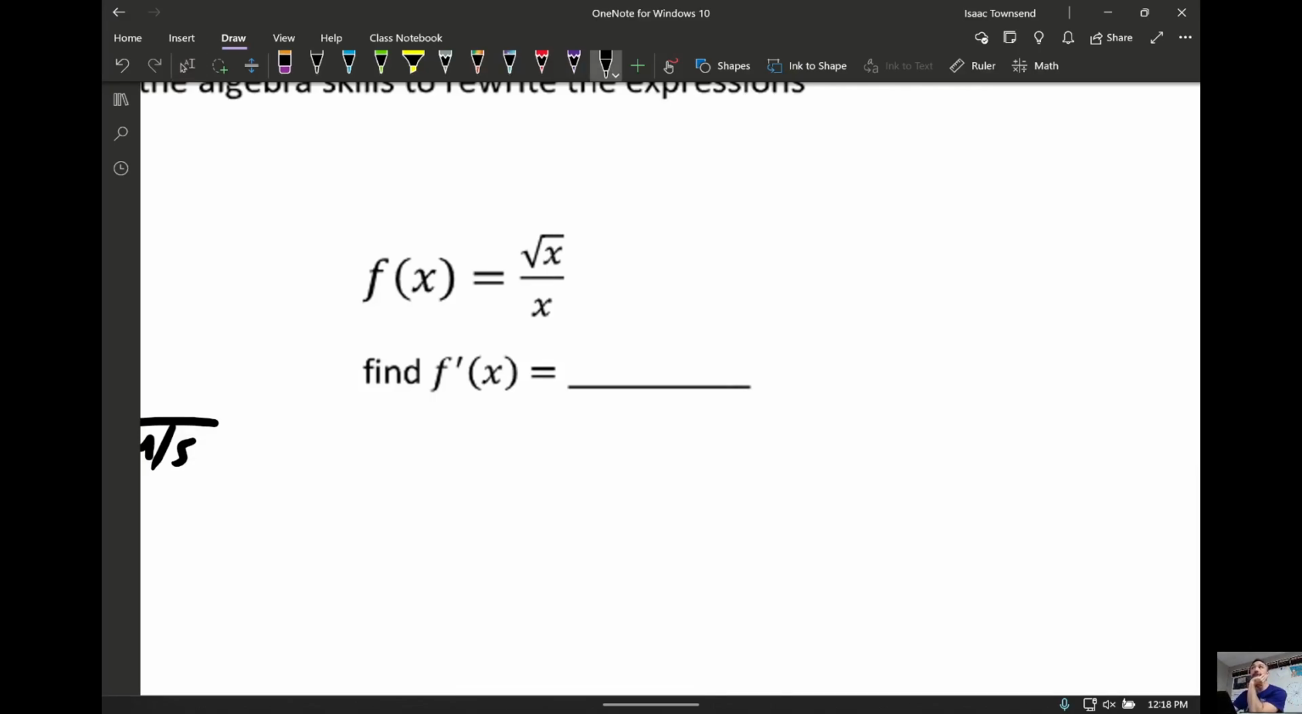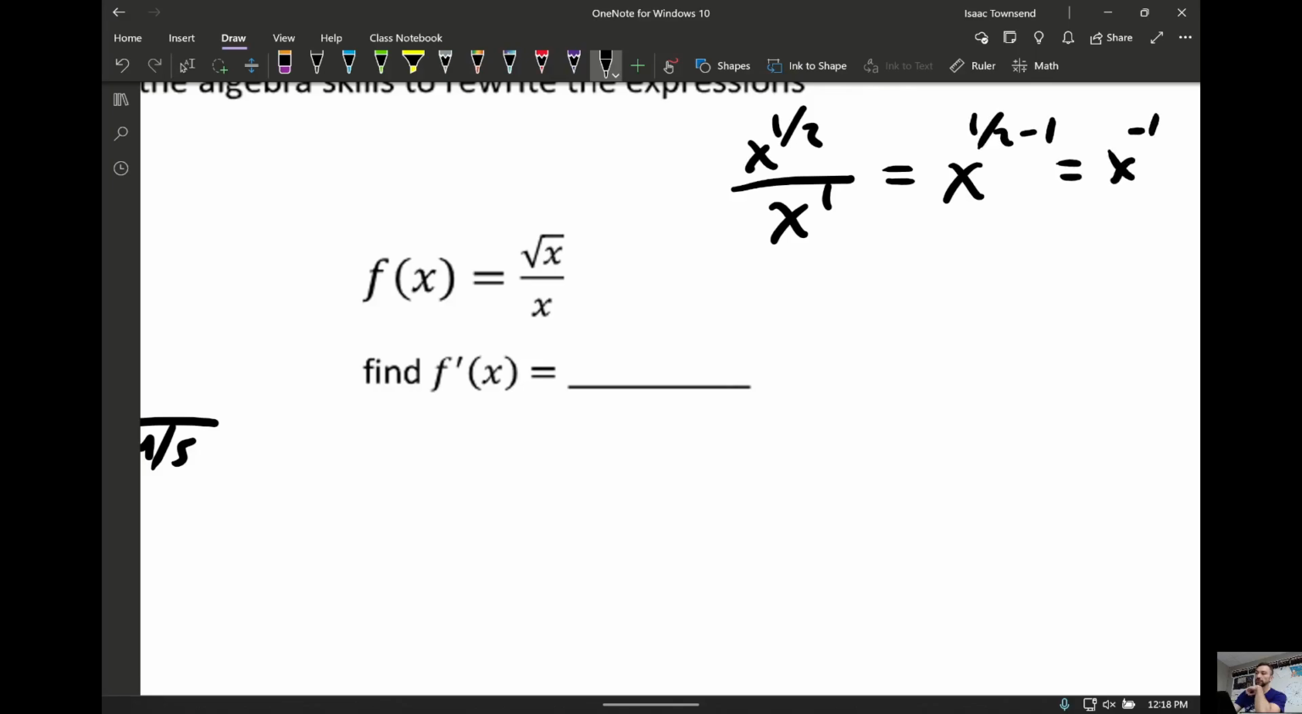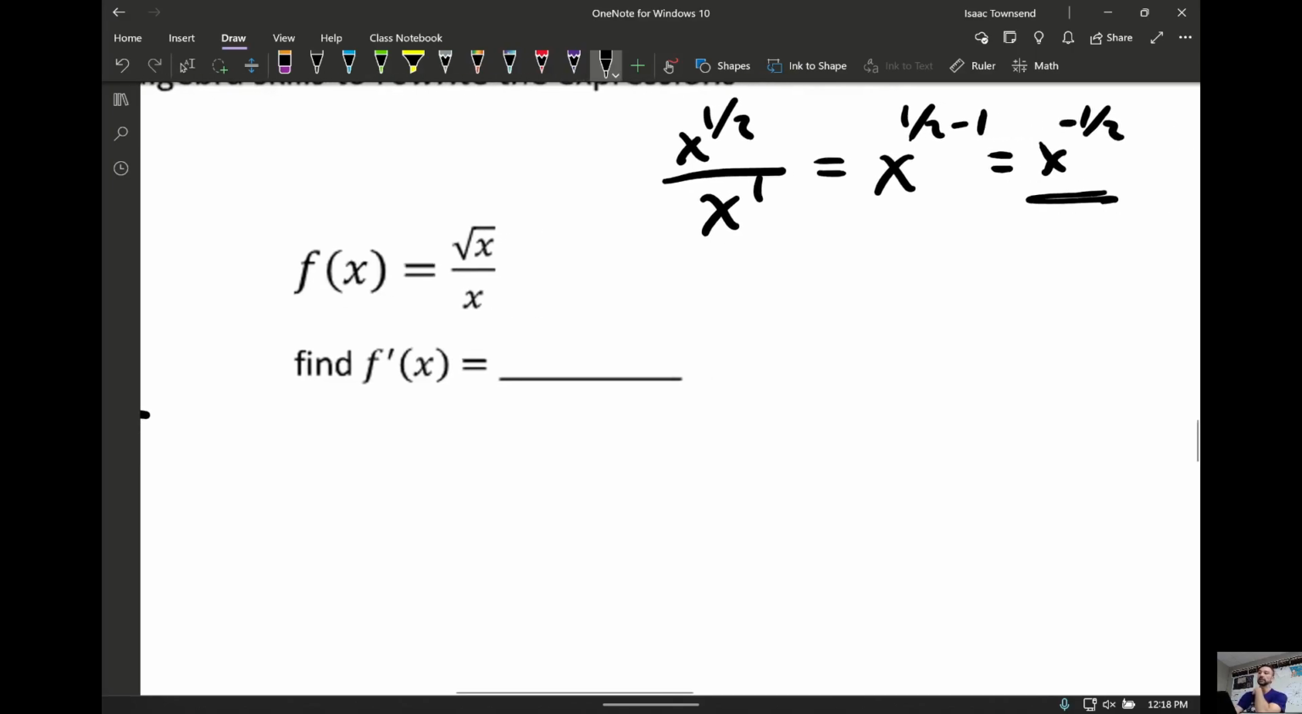Okay, and then over here, we could simplify this a bit. This is like x to the 1/2 over x to the 1st. And what happens when you try to divide things with the same base? Subtract the exponents. So you've got to make it look this way before you can even do calculus. You've got to know your exponent rules, your fraction rules, all that kind of stuff.